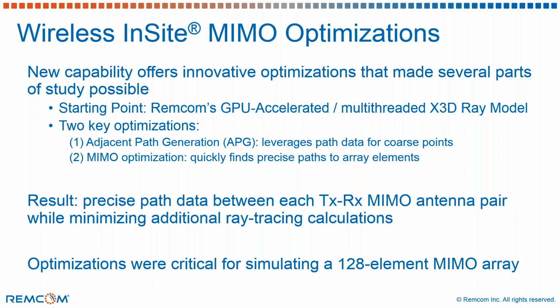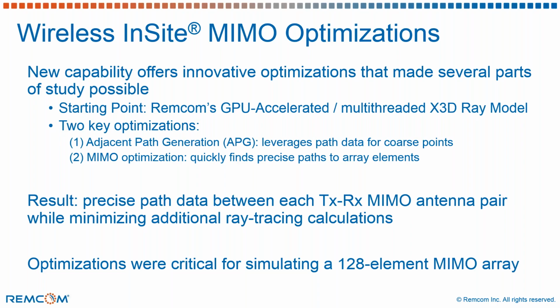To start with, we use our GPU-accelerated and multi-threaded X3D array model, and then we incorporate two additional key optimizations. The first is something called adjacent path generation that calculates path data in detail for a coarse set of data and then adjusts it to the MIMO antenna positions. And we have an additional MIMO optimization that then quickly finds the precise paths to the elements of the array.